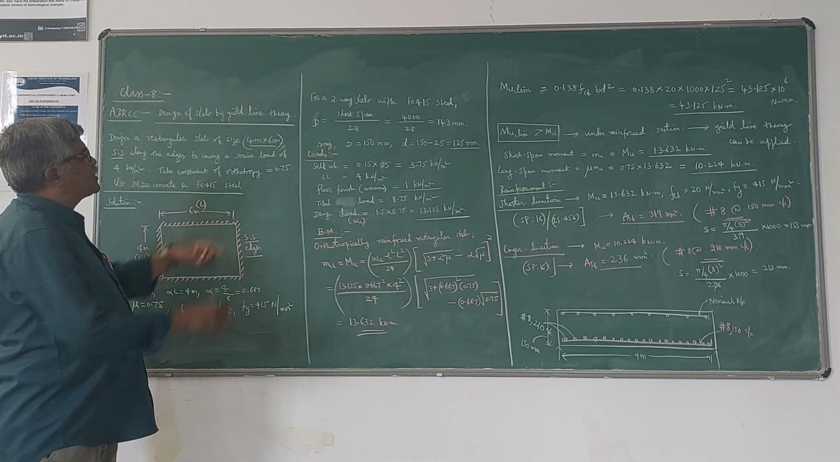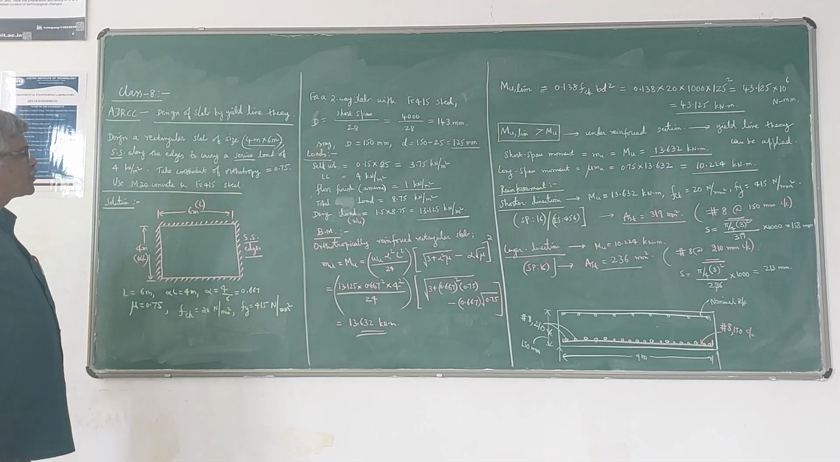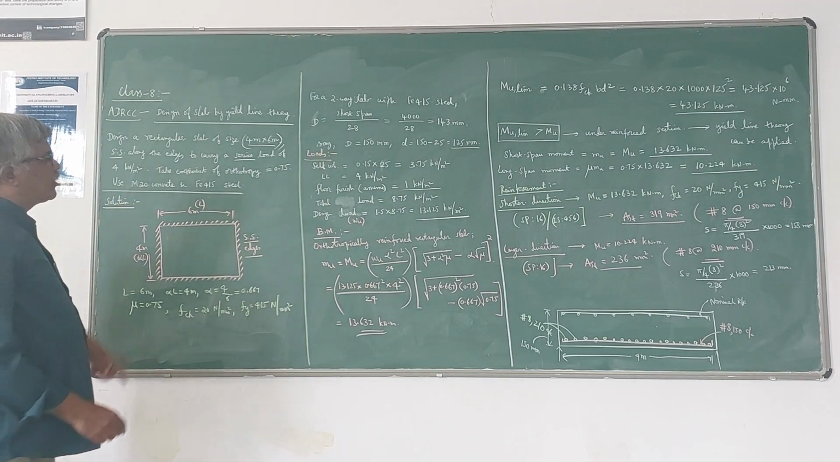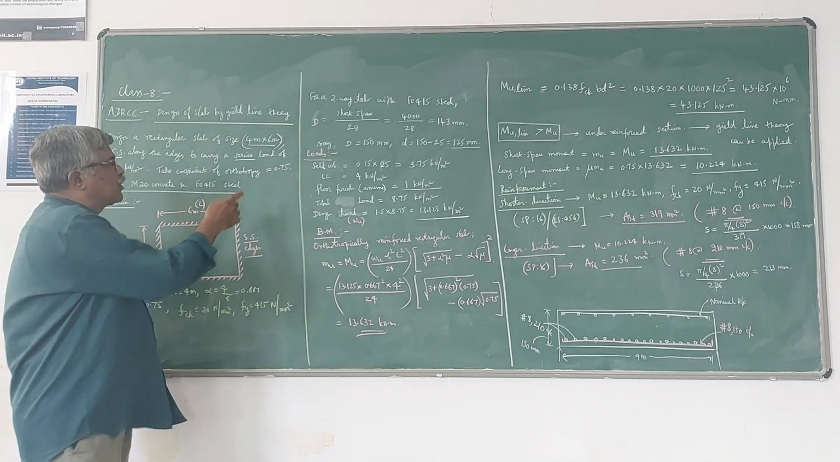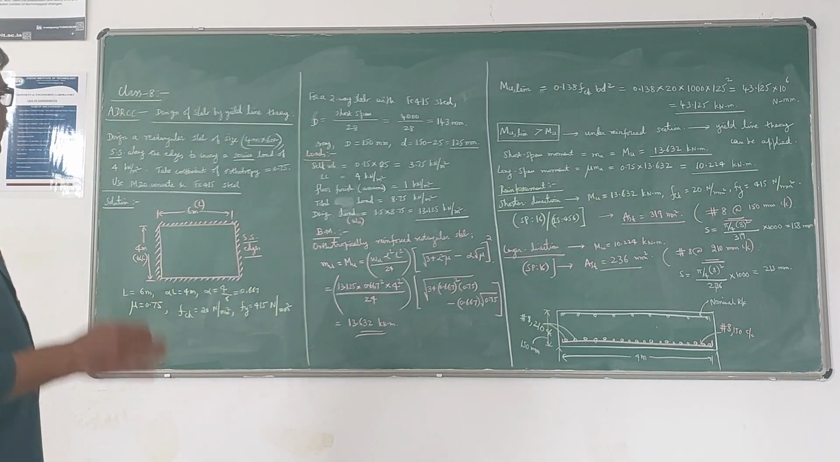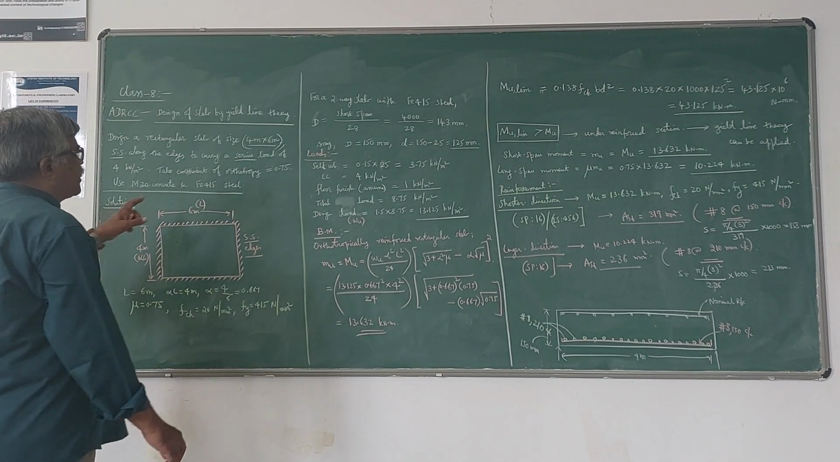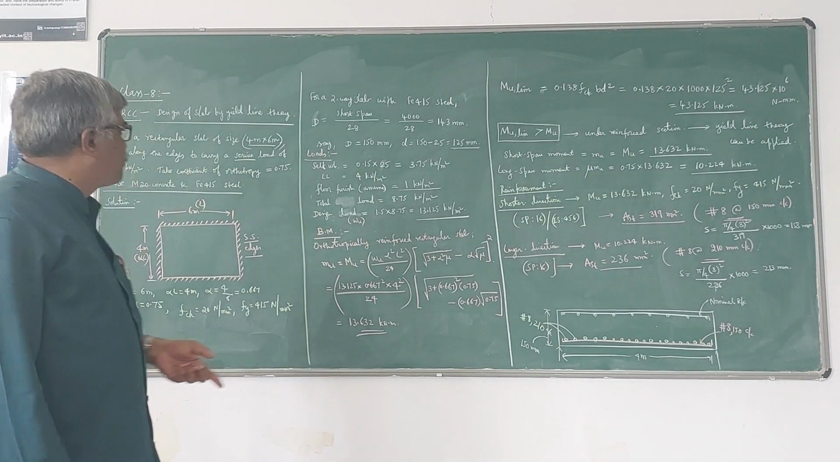To carry a service load of 4 kN per meter square. Service load means we have to multiply that load by 1.5. Working load, service load, we call it like that. We have to multiply that by 1.5 to get the design load, the factored load. If they give the design load, you need not multiply. It is already multiplied by 1.5.